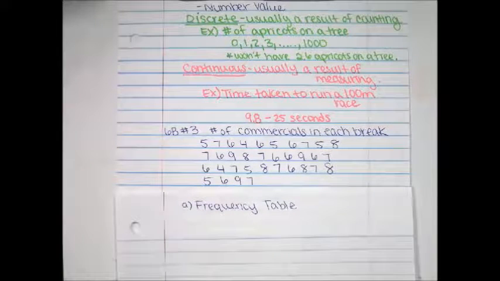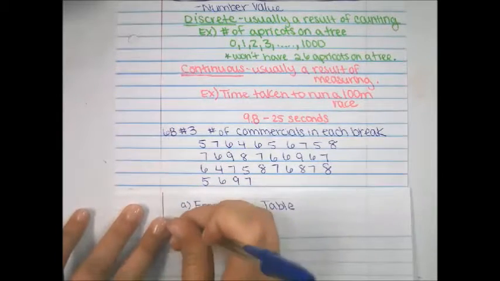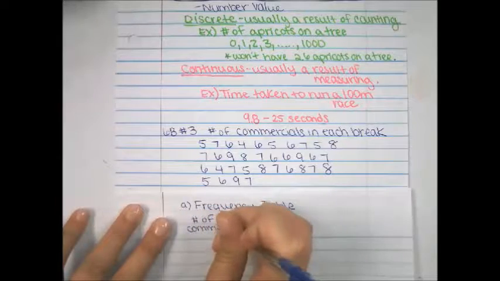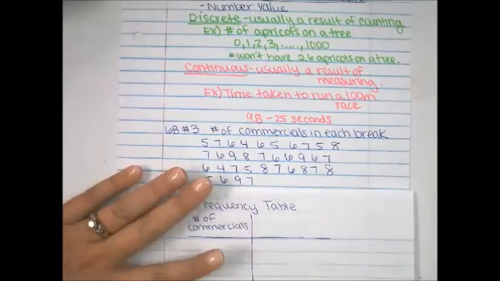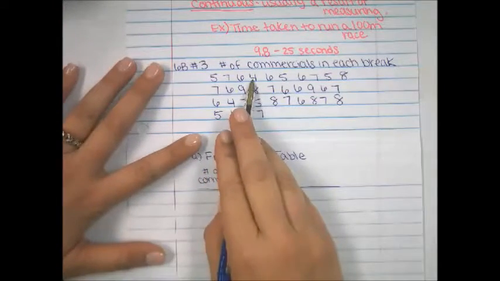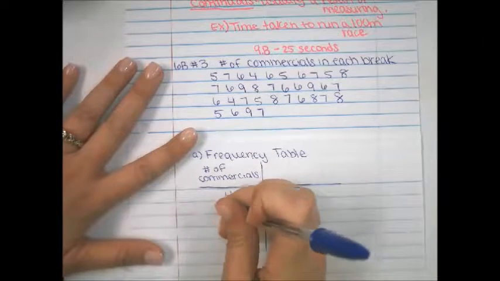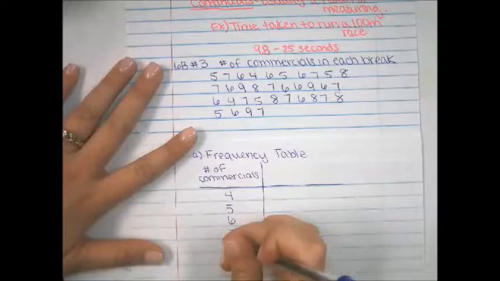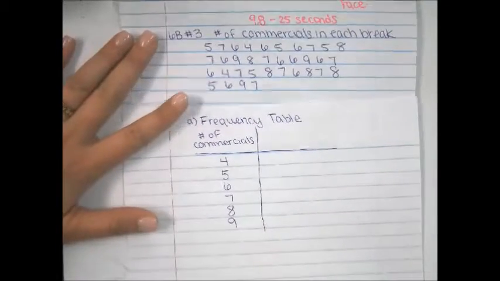So a frequency table, what we do is we take note of our data. So first column is our data, which is number of commercials. And we look at all of the possible outcomes we have for number of commercials from our data. So the lowest number of commercials that she recorded was, here's a 4, and I don't see a 3, so 4. There's data for 5, 6, 7, 8, and 9, and that's the highest value it gets to.